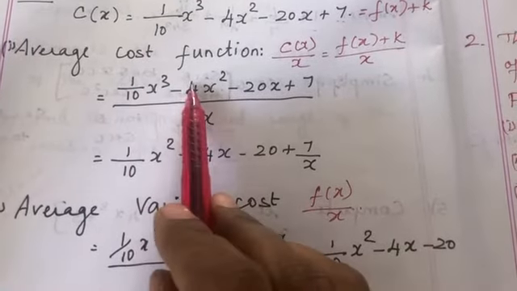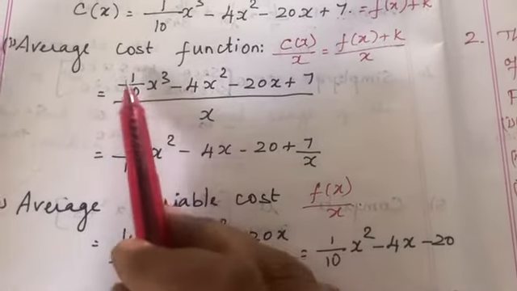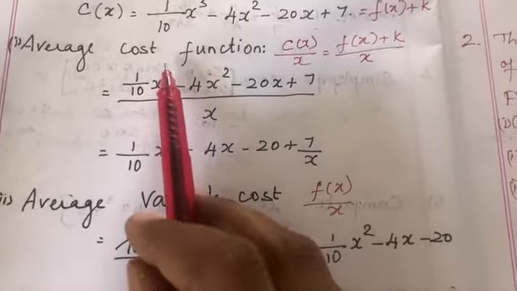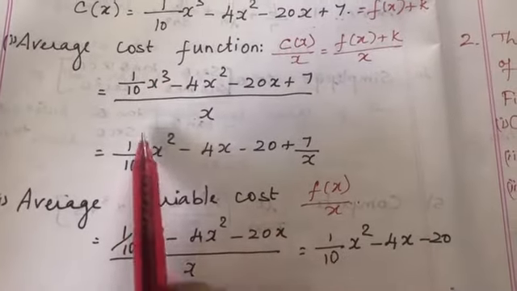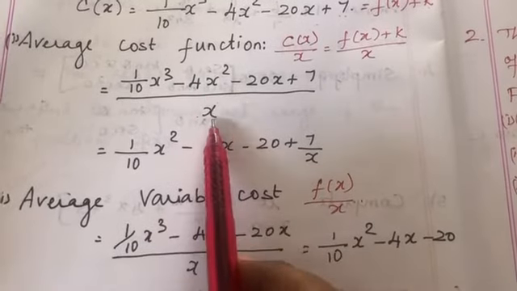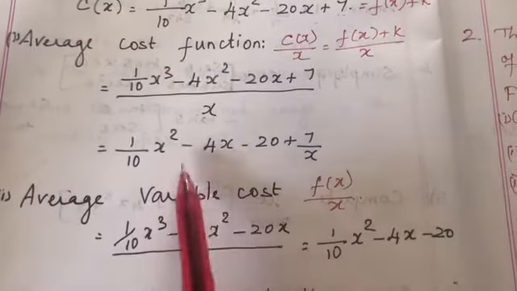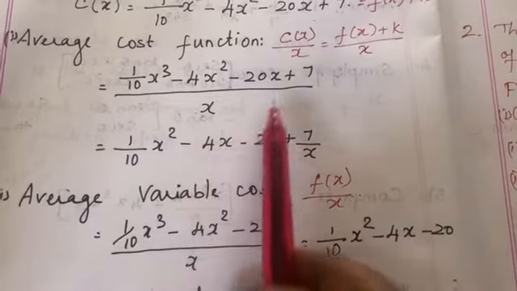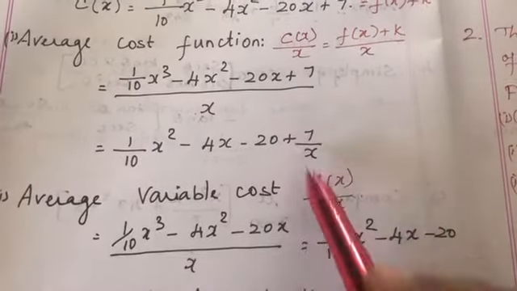So, each and every term in this expression should be divided by x. So, 1 by 10 x cube divided by x. So, x and x cube will get cancelled. So, it will become x square. So, 1 by 10 x square minus 4x square divided by x. So, x and 1x will be cancelled. So, it will become minus 4x. Here in minus 20x, x and x will get cancelled. So, it is minus 20 plus 7 divided by x.